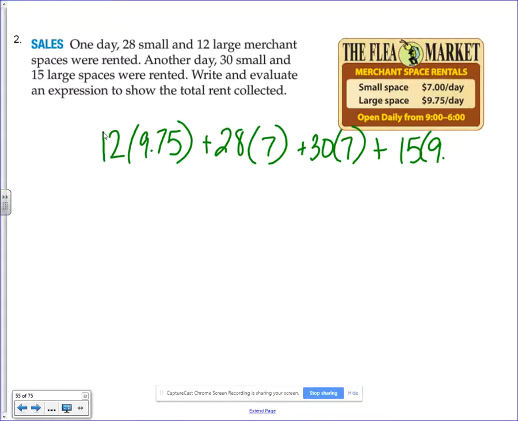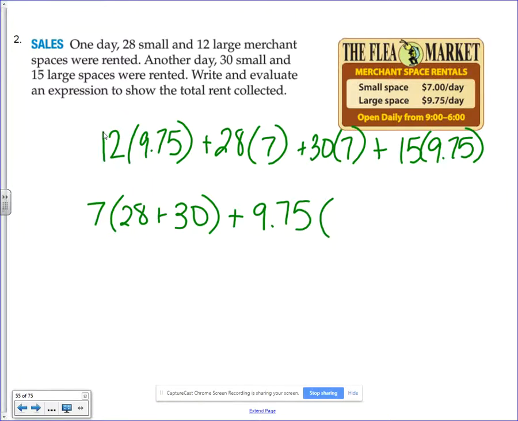$15 times 975. Okay, so that's pretty long, isn't it? Could I write this a little bit shorter, a little bit more efficiently? You see how both of these are multiplied by 7, right? Well, the distributive property says I can put a 7 out front and then add those two, and that means the same thing. You see how the two end ones are being multiplied by 975? So the distributive property says I can put that 975 out front and then add those. Okay, so there's my expression. Now you need to evaluate the whole thing.